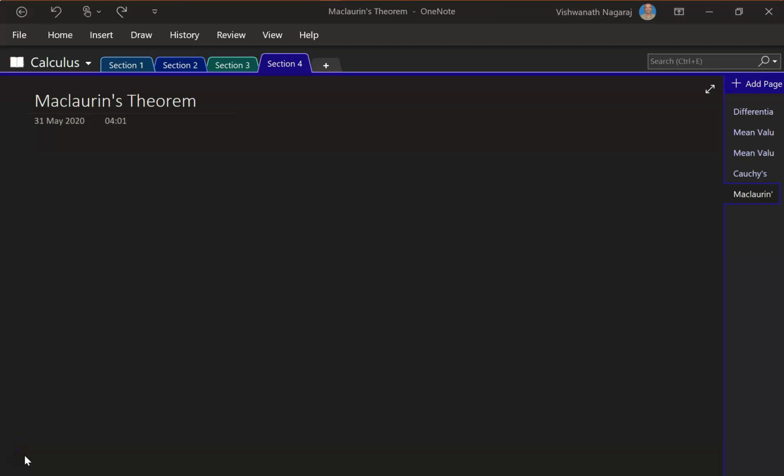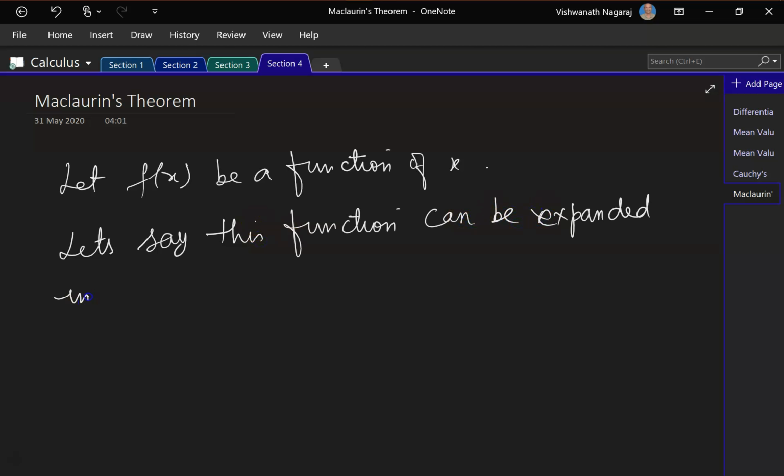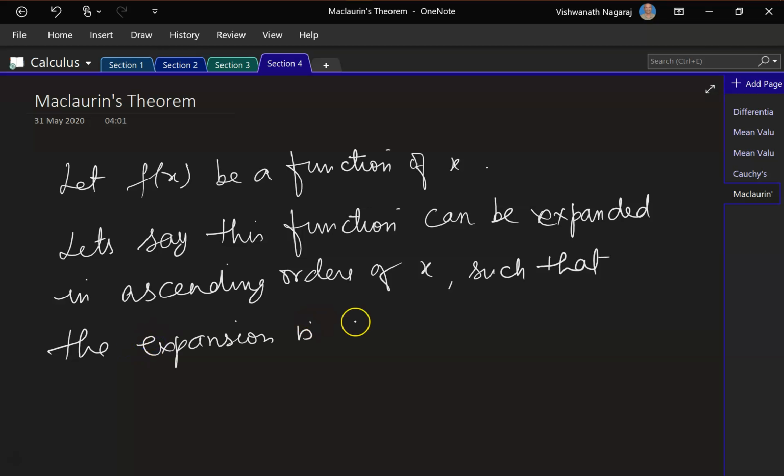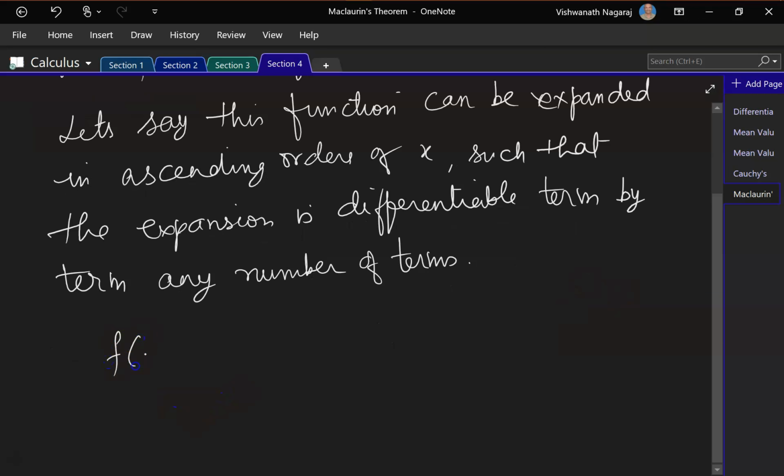Maclaurin's theorem. Okay, let f of x be a function of x. Now let's say this function can be expanded in ascending order of x such that the expansion is differentiable term by term, any number of terms. Okay, what does this mean? Let's say f of x, whatever that function is, can be expanded into a series.